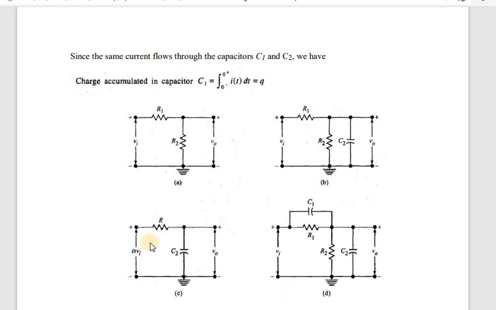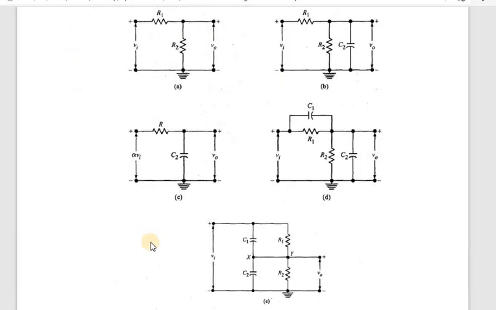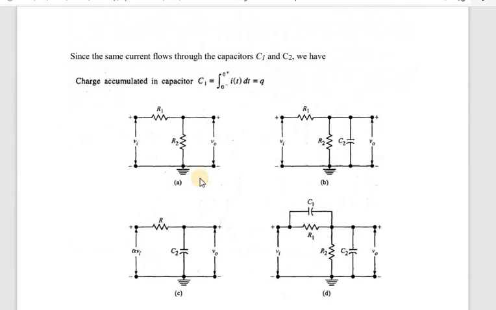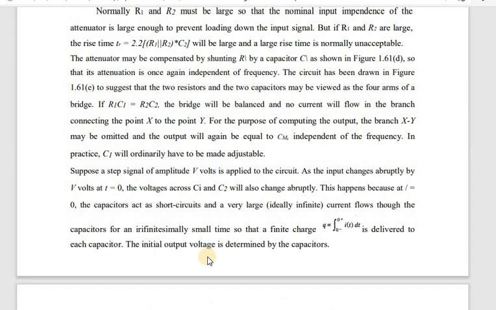This is the equivalent circuit of your actual attenuator. So it is a combination of a resistor followed by a capacitor. Correct? I hope you are clear with this part, and you will be having input as AVi, because A is the attenuated output from here. You are attenuating, then that output you are applying as the input for this actual attenuator. So this will be AVi and the output will be V0 here.